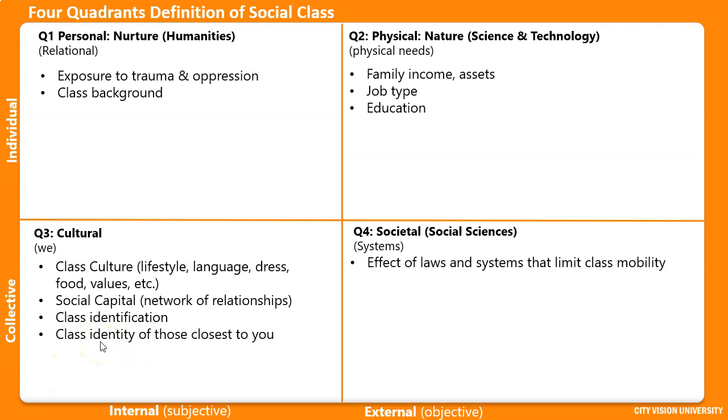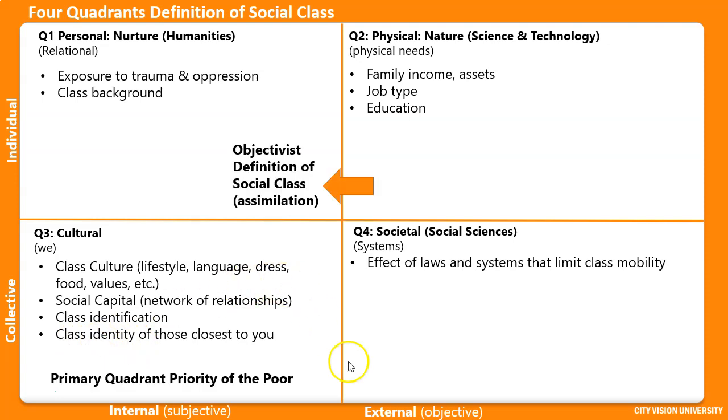the class identity of those who are closest to you. Now, one of the main points is to recognize that what happens in society is there is this assimilative process where we just all agree to follow an objectivist definition of social class, which is really how those in what I call the dominant class, how they would define it. But this quadrant down here, this cultural quadrant, is what I would say is the primary quadrant that people from the poor or the non-dominant classes will focus on.